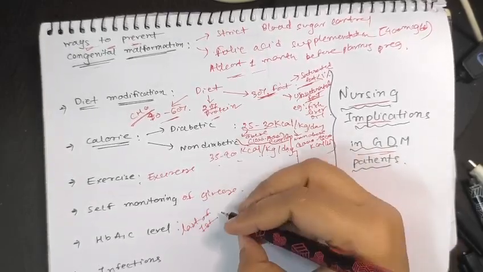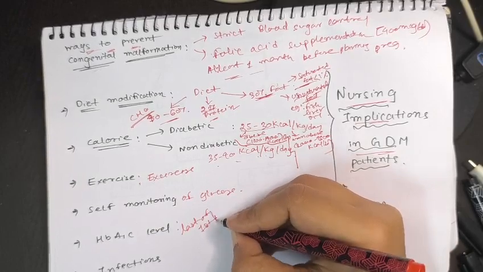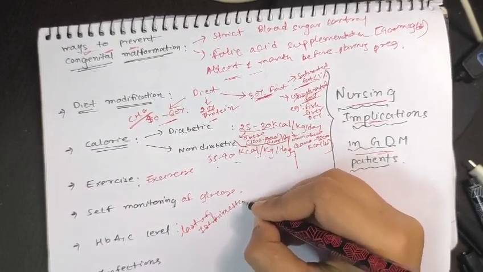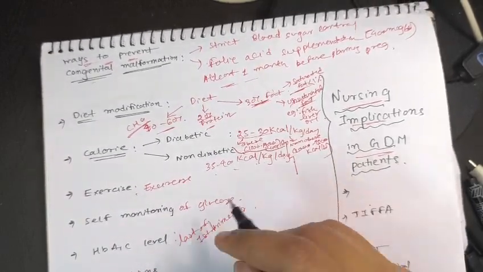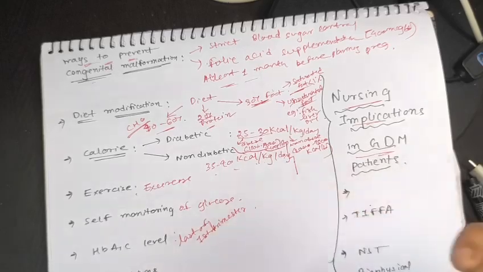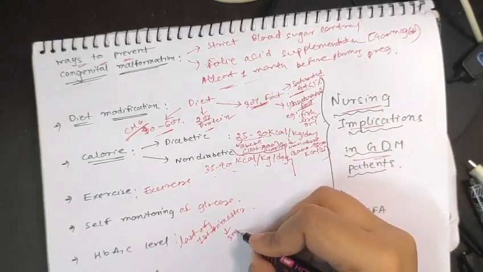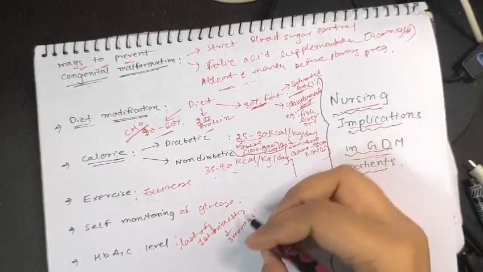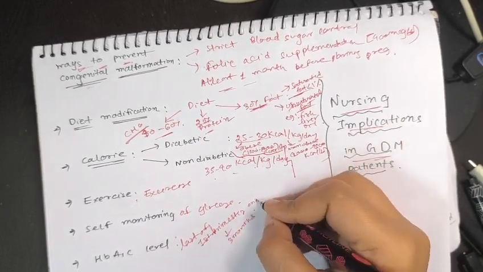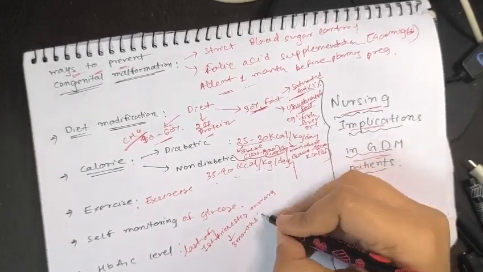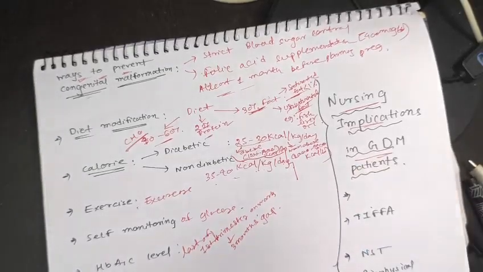The mother should check her HbA1c level at the last of the first trimester. Then from there onwards she can maintain a 3 months gap, because HbA1c is telling us about the status of the blood sugar level over 3 months.